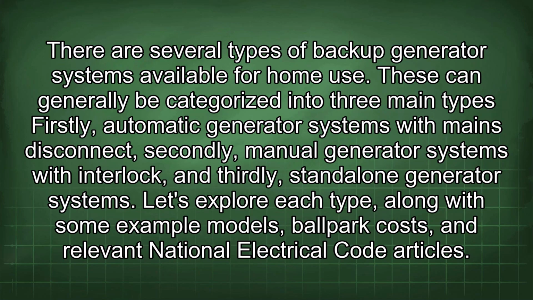There are several types of backup generator systems available for home use. These can generally be categorized into three main types. Firstly, automatic generator systems with mains disconnect. Secondly, manual generator systems with interlock. And thirdly, standalone generator systems. Let's explore each type, along with some example models, ballpark costs, and relevant National Electrical Code articles.